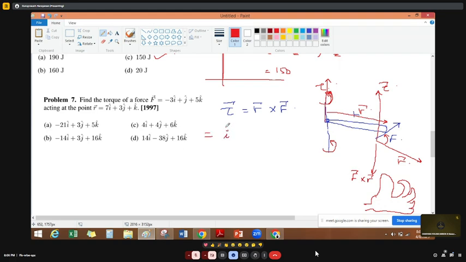Which means I will use i, j, k. R I have to write first. So that means it will be 7, 3, 1. Just to confuse you, they have given F first and R later. F will be -3, 1, 5. Anybody have the answer, or quickly do this and tell me the determinant? Option D, sir. Option D, yeah. Yes, sir. Everyone getting that? You get it? I don't have to work it out.